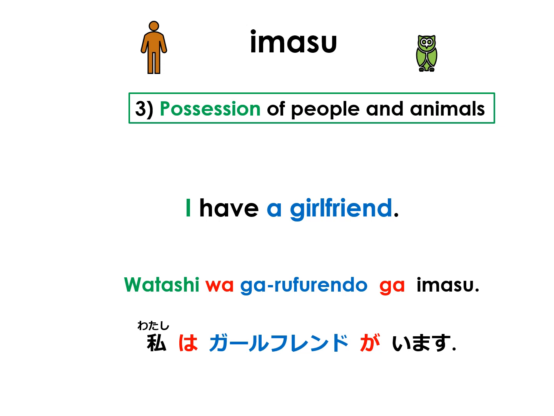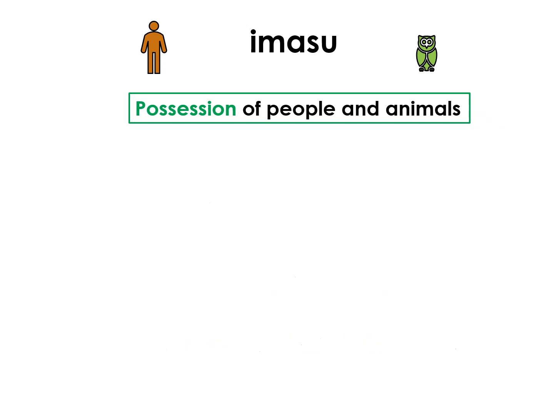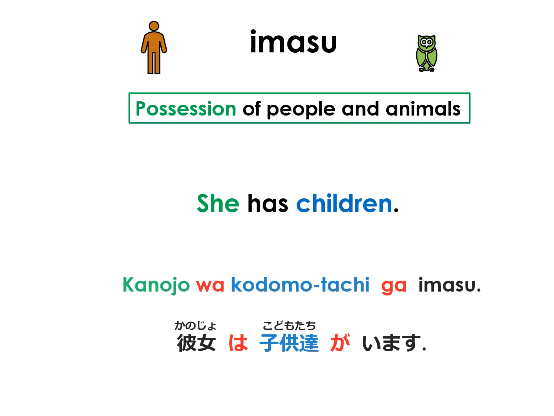Let's talk about me. As for me, a girlfriend exists. To say, she has children, in Japanese, that is, Kanojo wa kodomo tachi ga imasu. Let's talk about her. As for her, children exist.